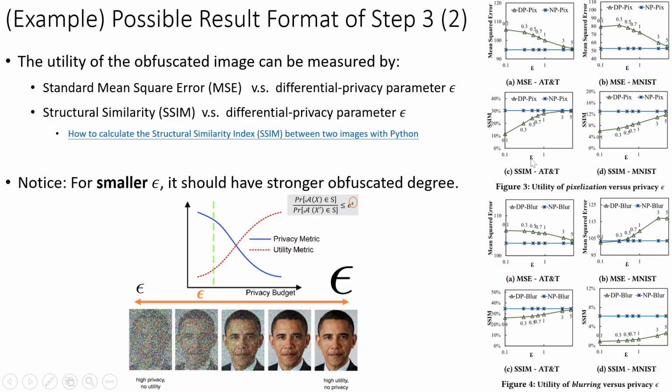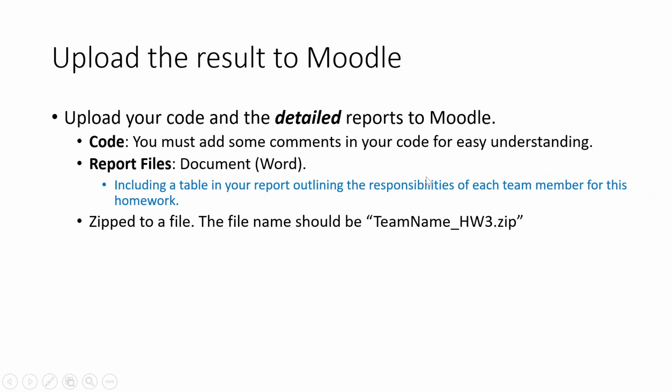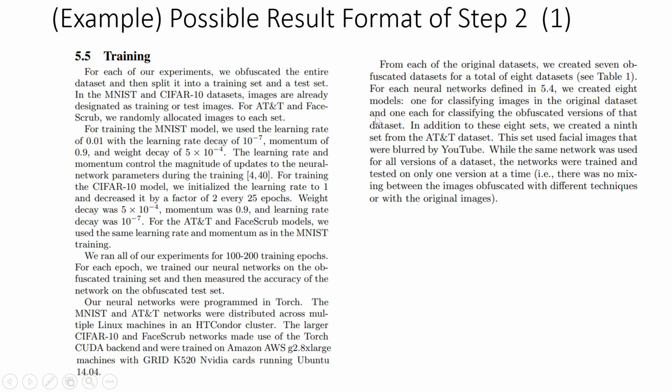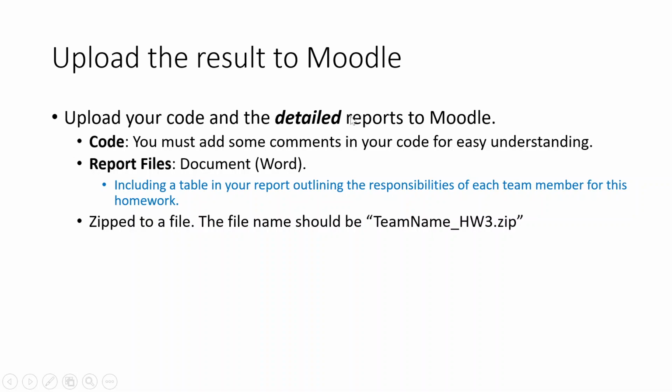And if we have a larger epsilon, it means we add less noise on the system, and we should have similar results for the pixelization with differential privacy and without differential privacy here. Okay, so this is a possible result from step one, step two to step three.